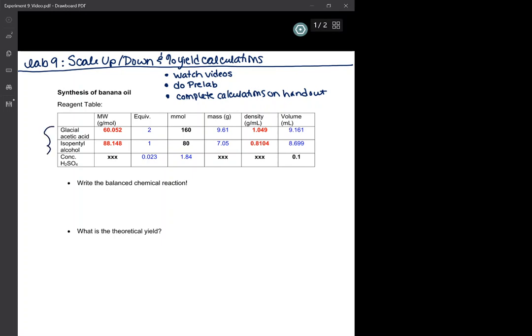We have the components that are going to go into our flask. We have our reactants, and then we have an acid that we're including in a small amount. And then the things that we're going to include in our reagent table are the molecular weight, the equivalency, the millimoles of each component, its mass, and if it's a liquid, its density and its volume. And so I've kind of color-coded things here. The things that are in red are molecular weight and our density. These guys are substance specific.